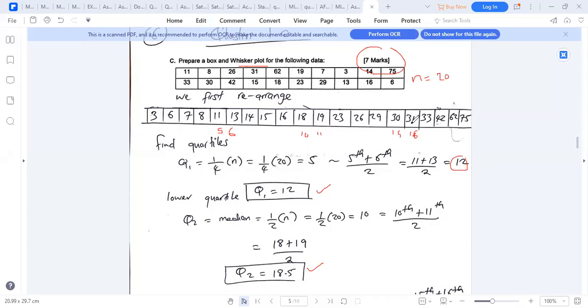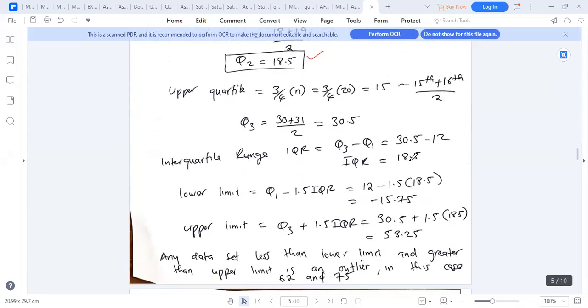So this is 30 plus 31 divided by 2, which is what? 30.5. So we get the interquartile range, which is Q3, 30.5, minus Q1, which is 12. So the interquartile range is simply 18.5.